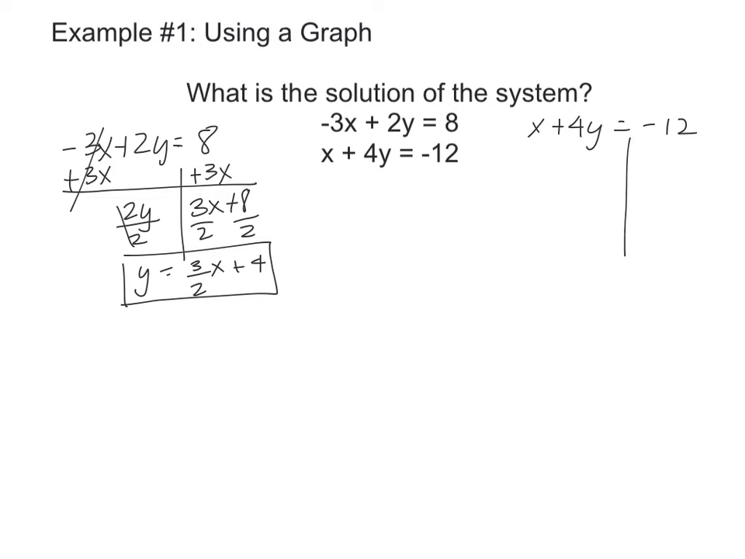All right, moving on to the second equation. Again, we want to get y by itself. We're going to move x by subtracting it. So we're left with 4y equals negative x minus 12. And finally, we're going to divide each by 4, which will give us y equals negative 1/4 x minus 3.